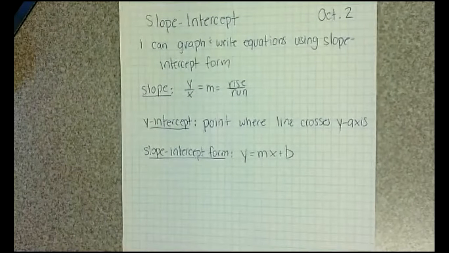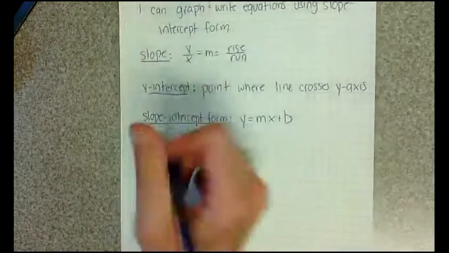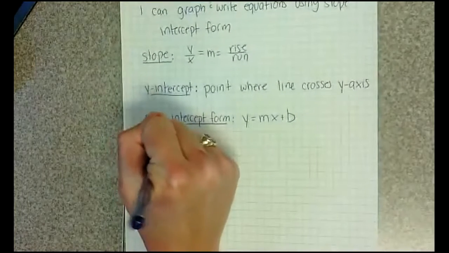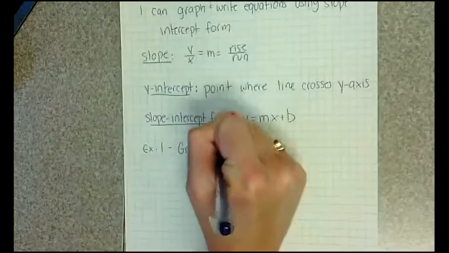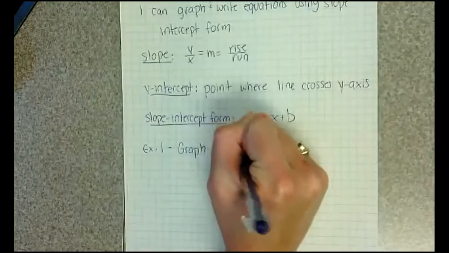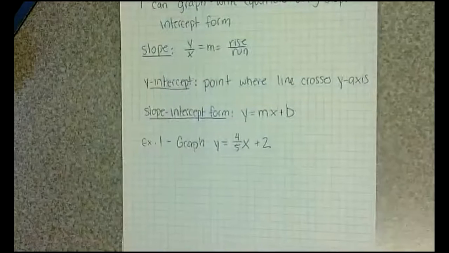So again, guys, we're going to be graphing. We're just going to have to try to sketch the best that we can what the graph's going to look like. So example 1, we're going to graph y equals 4/5 x plus 2. And we'll give you a second to write that down.